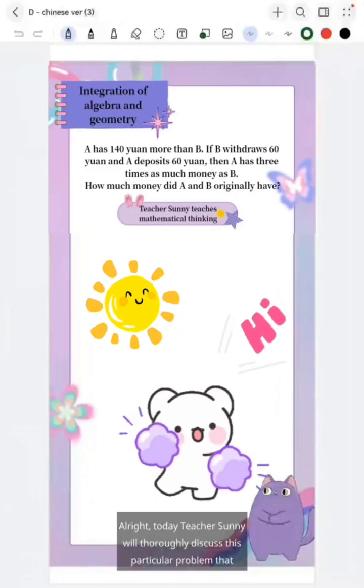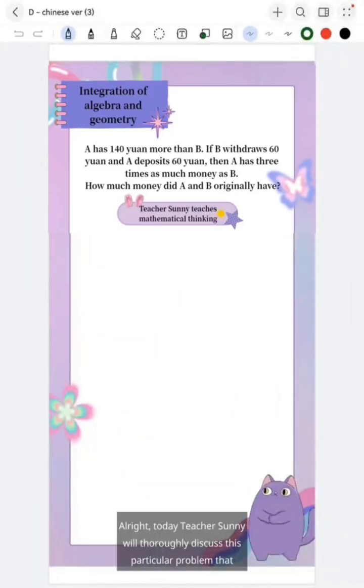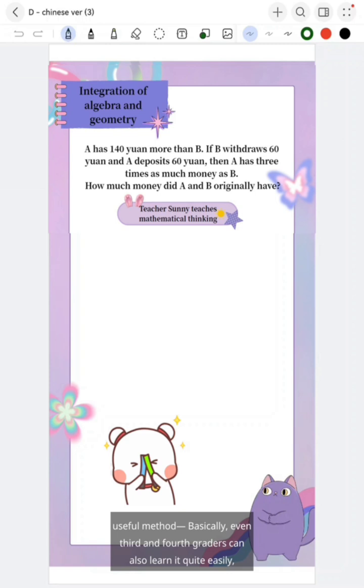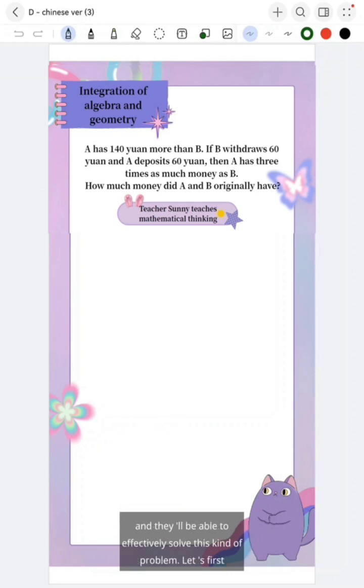Alright, today Teacher Sunny will thoroughly discuss this particular problem that uses the tree diagram combination method. Once you truly learn this very useful method, even third and fourth graders can learn it quite easily, and they'll be able to solve this kind of problem. Let's first carefully read the question.